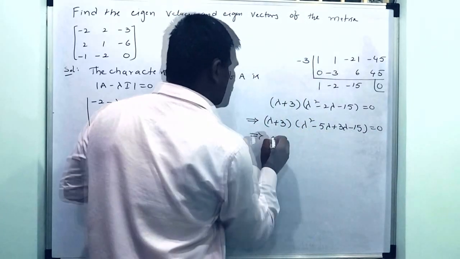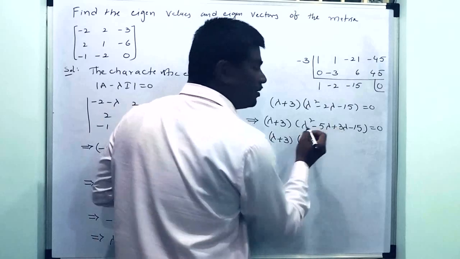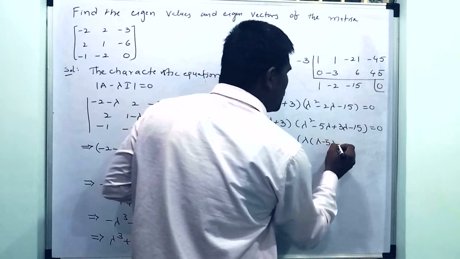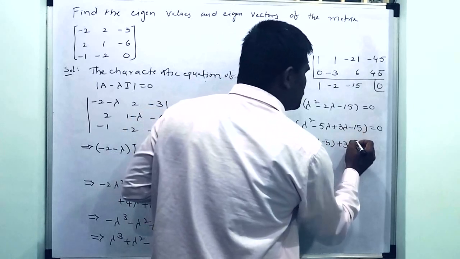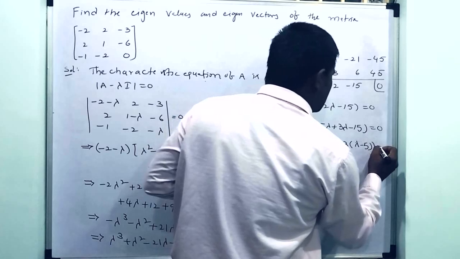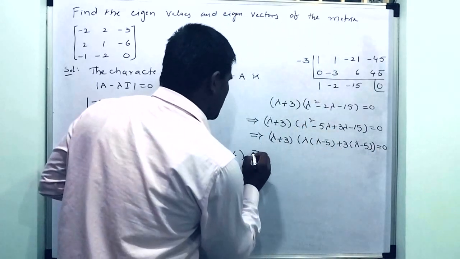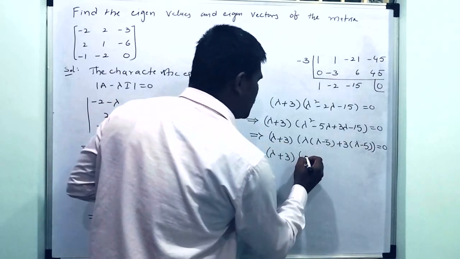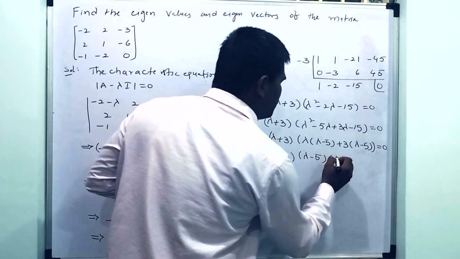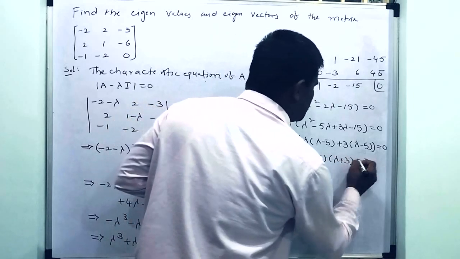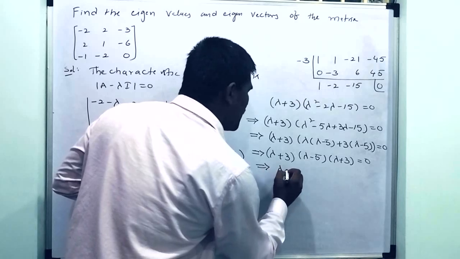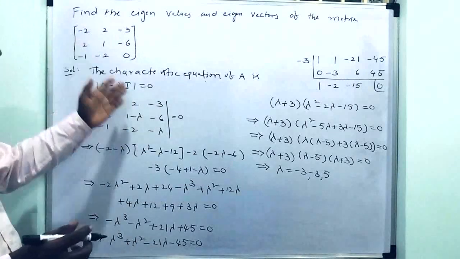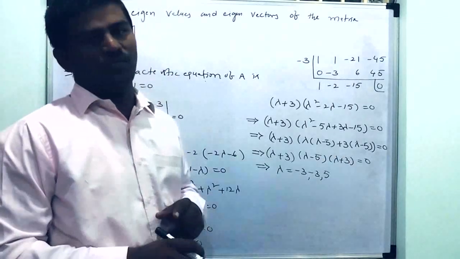That implies lambda plus 3 into, take lambda as common from these two terms, which is lambda into lambda minus 5, and take plus 3 as common from these two, which is lambda minus 5 again, is equal to 0. That implies lambda plus 3 into lambda minus 5 is common in both the terms, so lambda minus 5 into lambda plus 3 equal to 0. That implies the value of lambda is -3, -3, 5. So the eigenvalues of the matrix are -3, -3, 5.